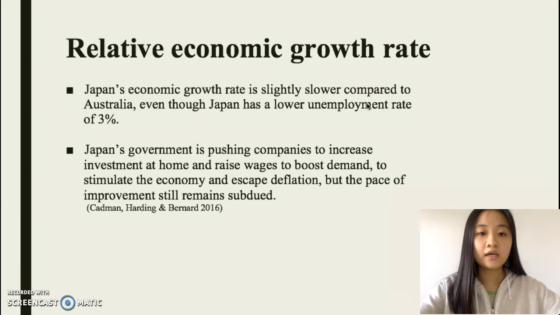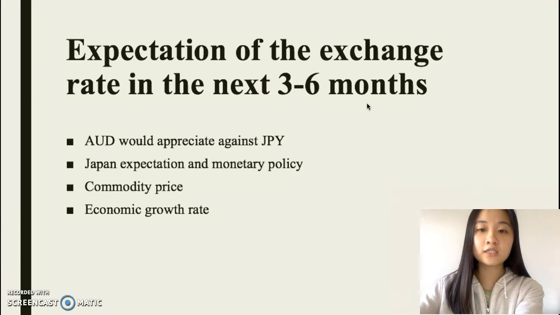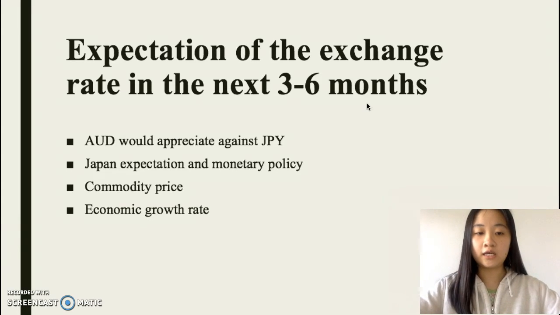For the relative economic growth rate, Japan's GDP growth is 0.2% and Australia's GDP growth is 1.1% quarterly. The higher GDP growth rate in Australia would put upward pressure on the exchange rate. And the expectation of the exchange rate in the next 3 to 6 months is that we expect the Australian dollar to appreciate against the Japanese yen.